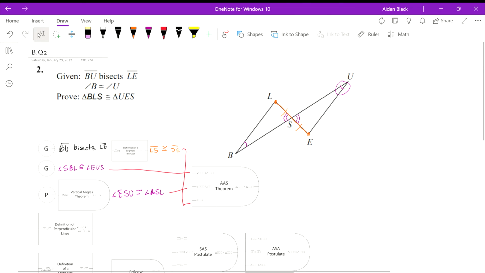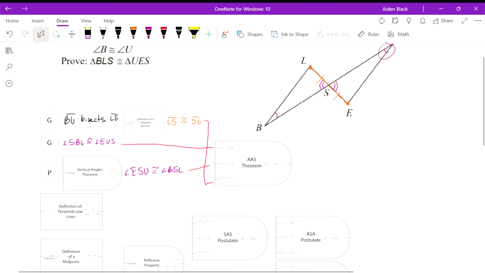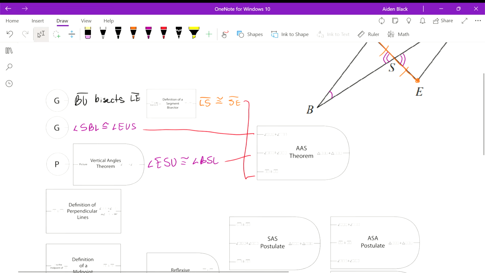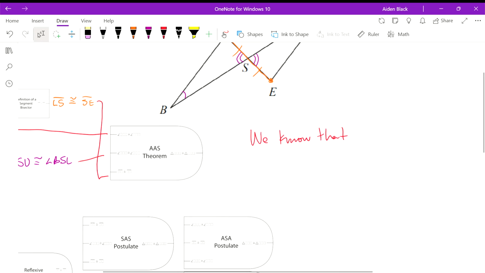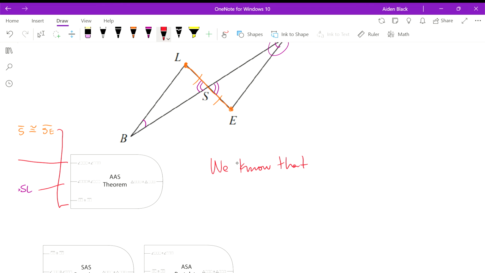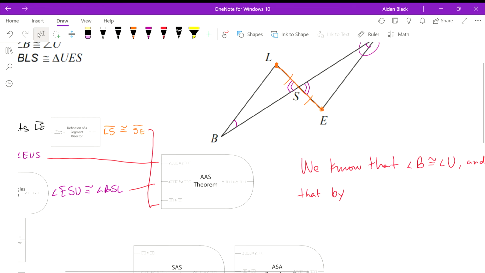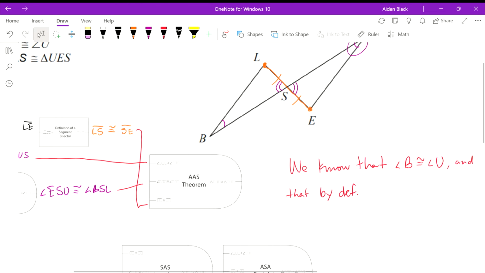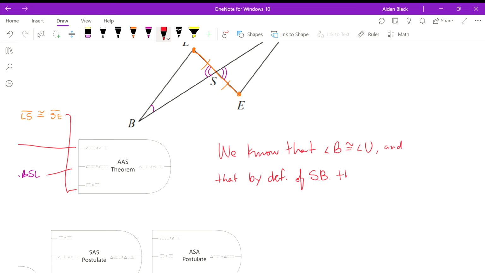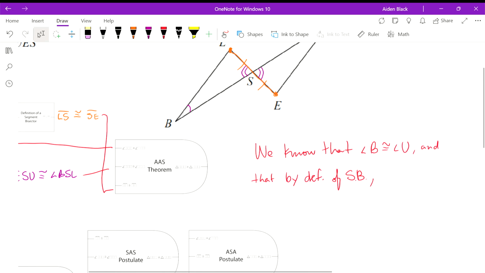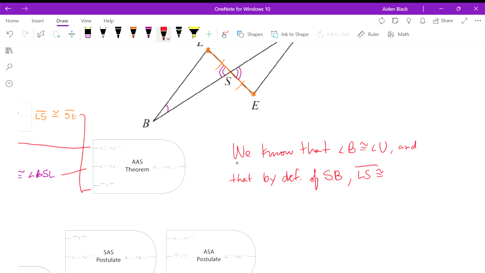But I want to make sure that we can write this out so that it actually fits your homework, because I don't think you can put all this stuff with the limited space that you have. So we can say in a statement, we know that angle B is congruent to angle U, and that by, you could say, def, for definition of, and I'll say segment bisector, SB, comma, LS is congruent to SE.